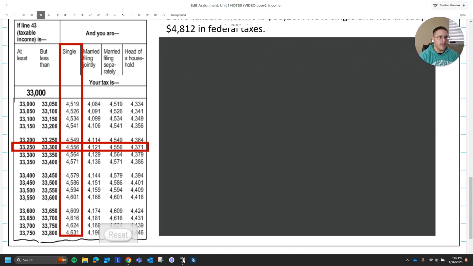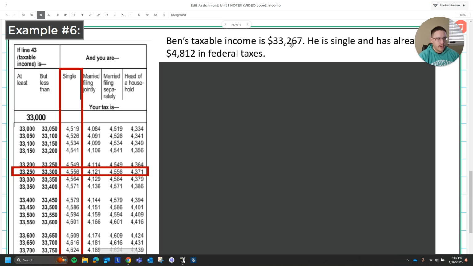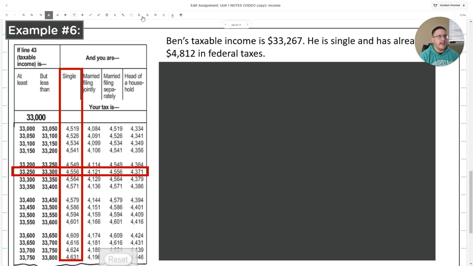Let me move my camera here. So his income is $33,267. So that is between $33,250 and $33,300. So this line right here is where he would fall. Now we know that he is single, so we're going to look under the single column and see where that meets. And that is right here.